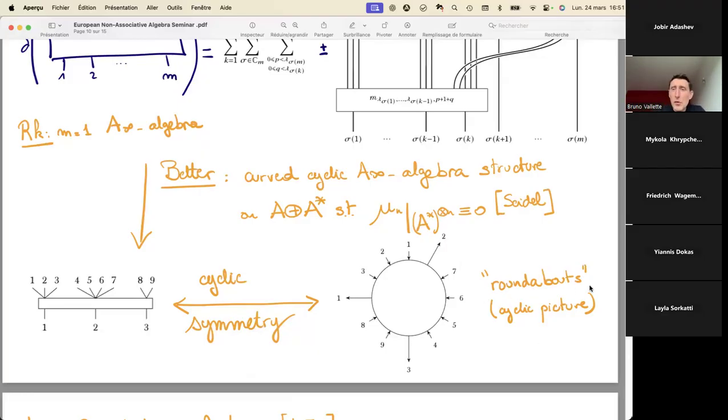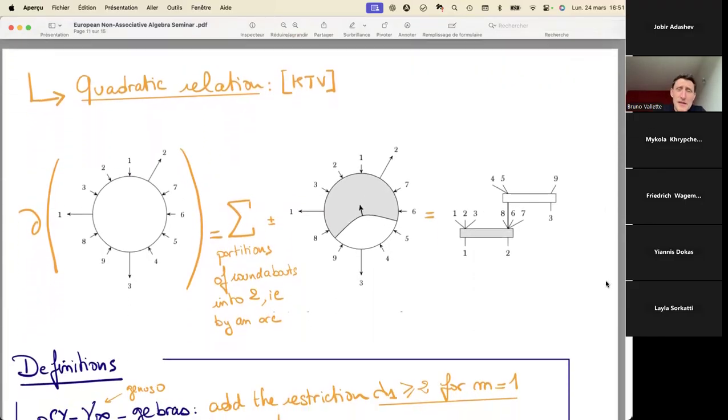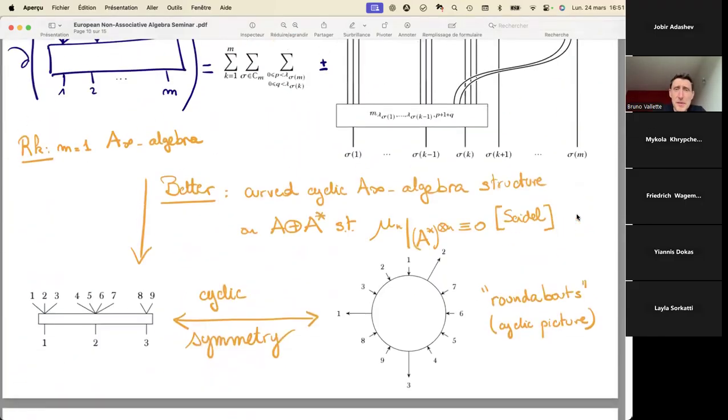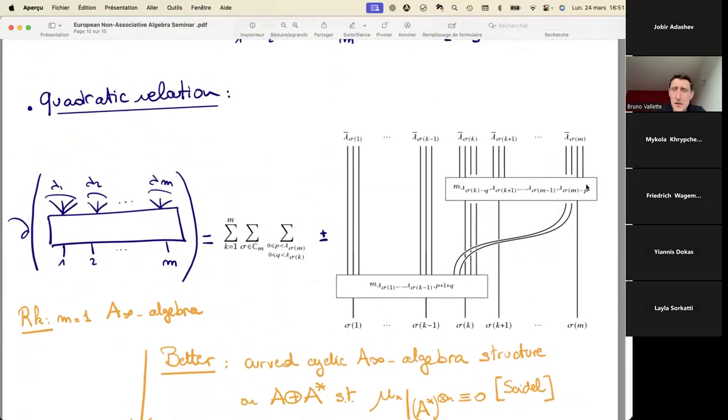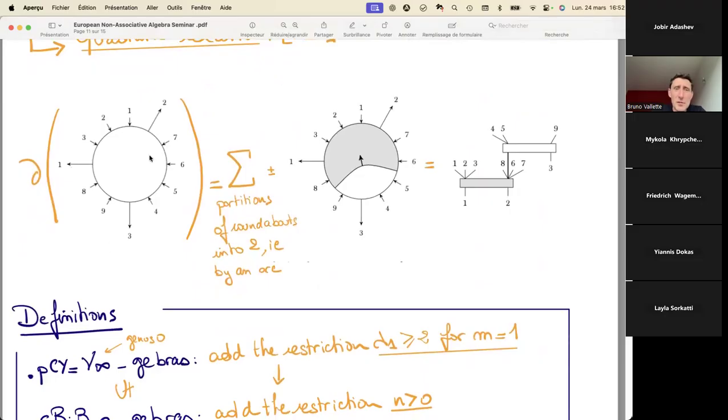I like to call them roundabouts, because when we drive cars, we enter and leave the roundabout. It admits a quadratic relation, which is the relation I depicted here. This relation, now written in terms of roundabouts, is exactly that: d of this operation is the sum where you take your roundabout and you add an arc. And when you add an arc, you interpret it as a colored arc.